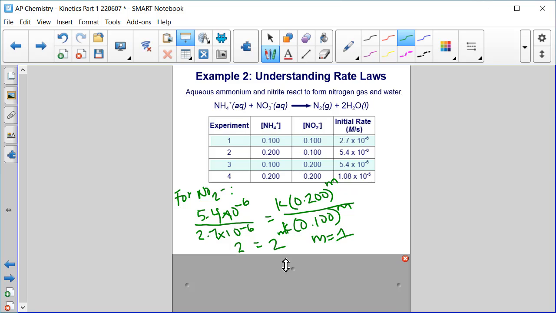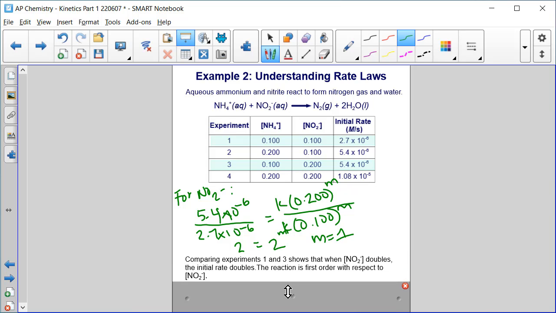Okay. So when NO2 minus doubles, the initial rate doubles, which means that the reaction is first order with respect to NO2 minus. So bringing over the previous rate law, where we found that it was first order with respect to NH4 plus, I have a subscript of 1 here that I'm not writing. I can write the same thing for the concentration of NO2 minus. On the next slide, we're going to look at how we can use the experimental data to determine the overall rate of the reaction.